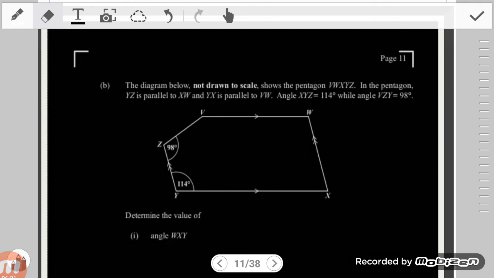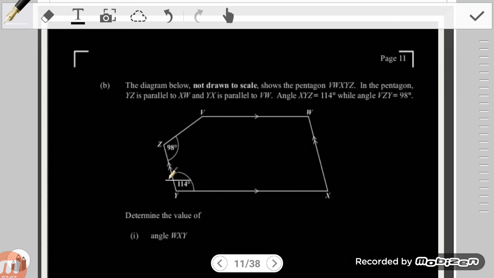The diagram below, not drawn to scale, shows a pentagon VWXYZ. Okay, so we're looking at the pentagon. And in the pentagon, YZ is parallel to XW. Let's identify that. YZ, this is YZ here. YZ is parallel to XW. Now once I see that, let's continue reading. So YZ is parallel to XW, and YX, this is YX right here, and that is parallel to VW.